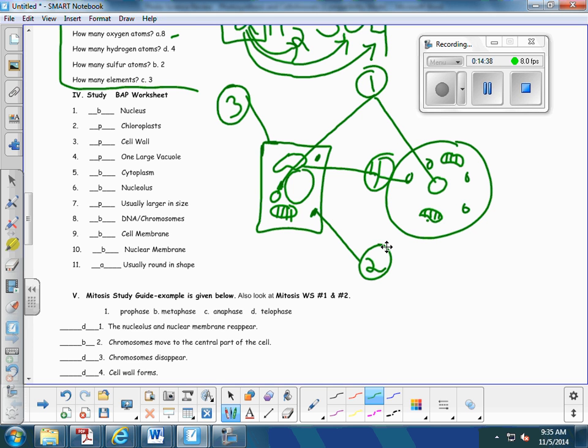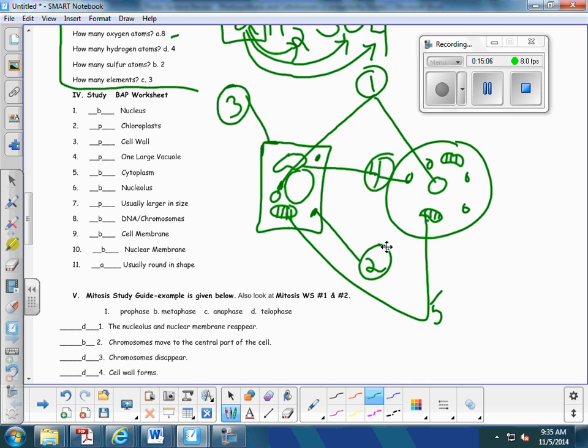What would number 3 represent? What would number 3 represent, Gianna? The cell wall. Why do I know that? Because the animal cell has no cell wall. They both, for number 4, have a vacuole. They both have, for number 5, mitochondria.